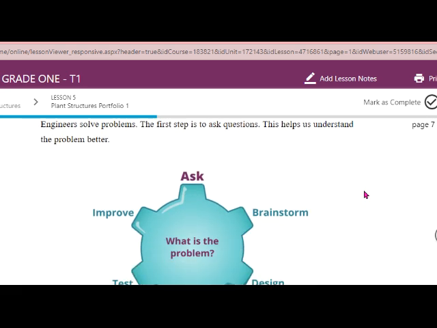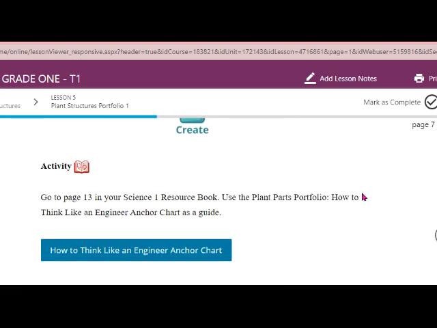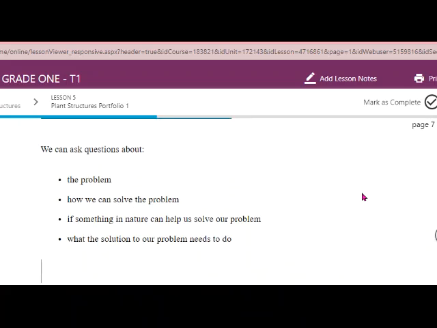The first step in this process is to ask questions. This will help us understand the problem better. So in your resource book, it's going to give you more information. You can ask questions about the problem, how we can solve the problem, if something in nature can help us solve our problem, and what the solution to our problem needs to do.